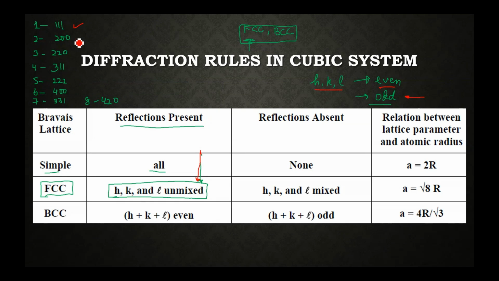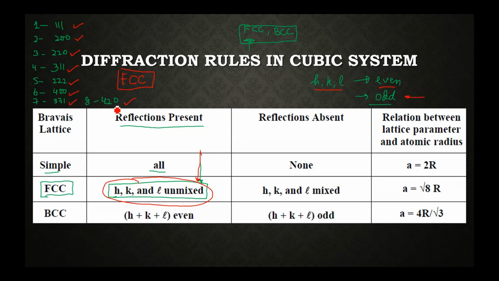Second peak, 200. Even है. All even तो satisfy करती हैं. Third peak, even, satisfy. Fourth, all odd satisfy. Fifth, all even satisfy. Sixth, all even satisfy. Seventh, all odd satisfy. Eighth, all even they satisfy. Since all the 8 peaks are satisfying this criteria, then we can safely say that our material is FCC.